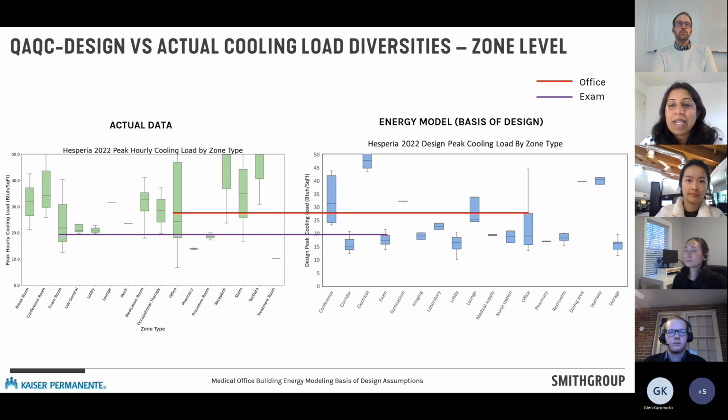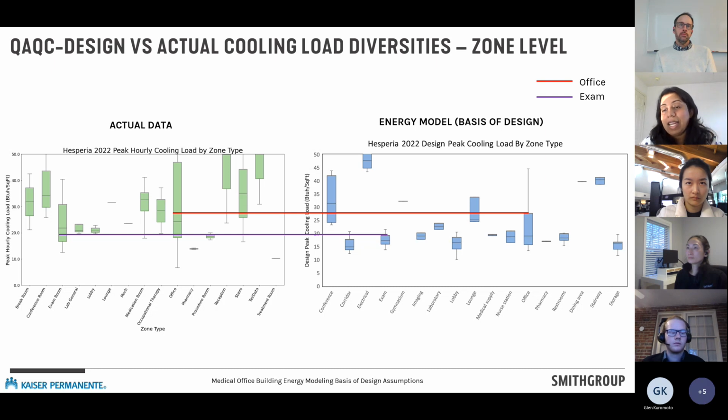Some of the QA/QC things we wanted to do were to make sure the model we built is closer to the BMS data in terms of sizing, operation, and so on. Firstly, we are looking at the zone level peak sizing data here. The left side shows the actual room sizing from the actual data, and the energy model data is on the right side. As you see, we drew a line at the 80th percentile of the energy model and followed across to the actual data. Same thing for the exam room. It started here and we followed across.